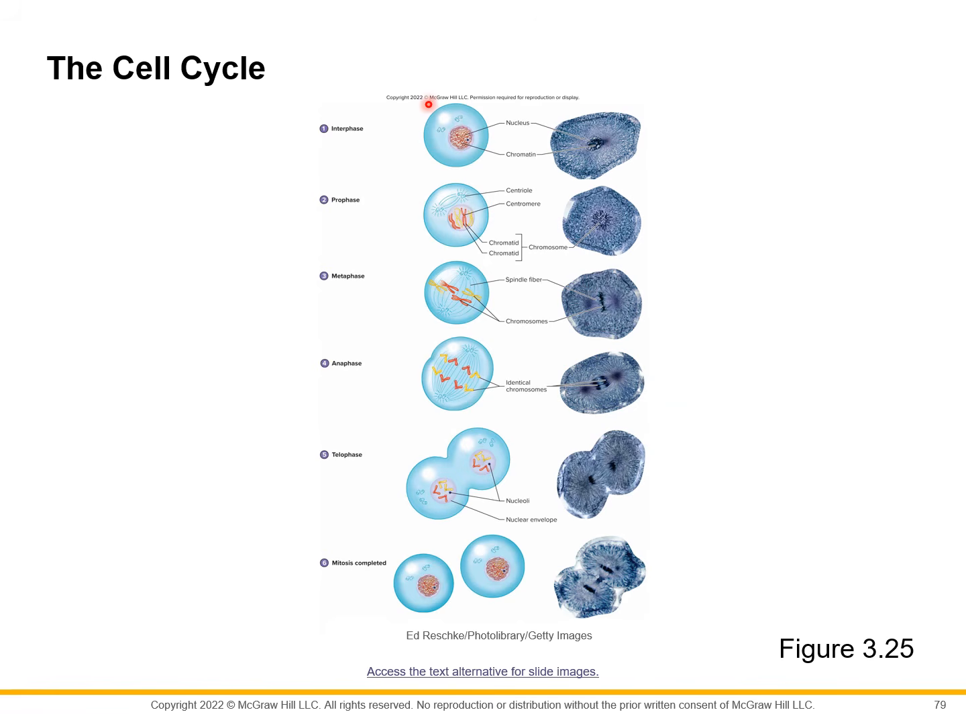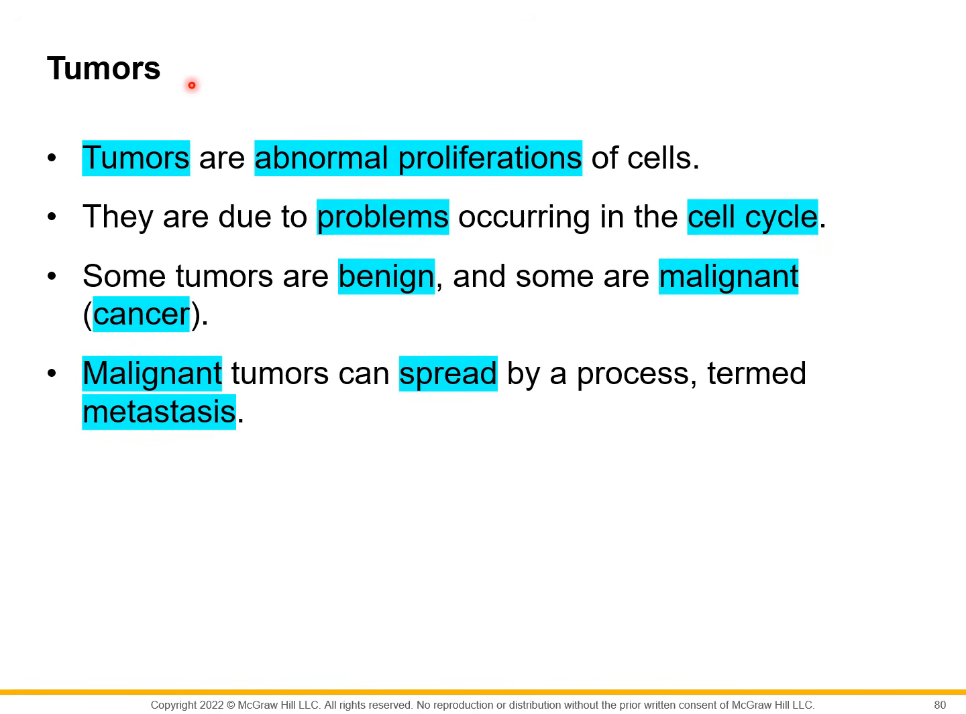This slide shows us an illustration of all the processes that we've described, and ito naman po, this is what it actually looks like. So these are probably also electron micrographs of what happens during the cell cycle. This slide now talks about tumors. So tumors are the abnormal proliferation of cells, yung hindi normal na patuloy na pagdami ng mga cells.